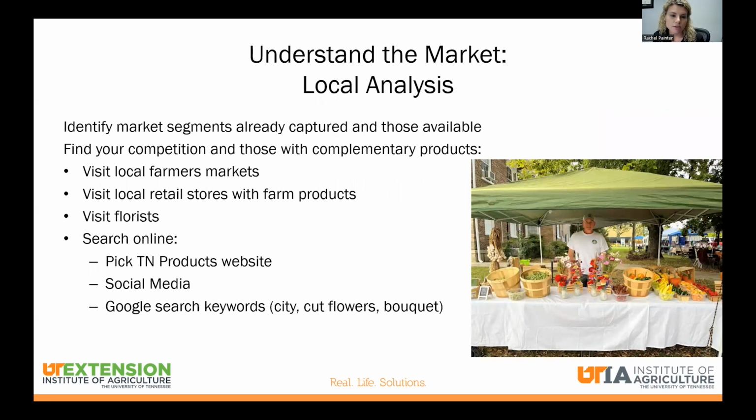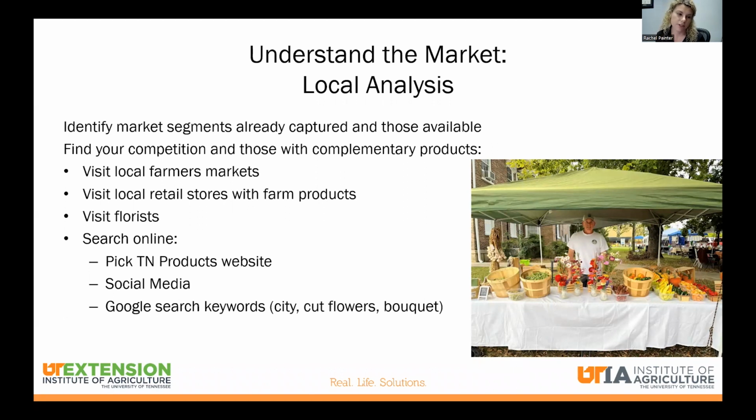So, of course, after you find a global and a national understanding of the market, you would want to look even more locally. So, you would want to identify the market segments that are already captured. Again, who are your competitors in your local area and who is offering complementary products as well. So, typically, purchasers are looking at local farmers markets for cut flowers. They might be going to retail stores that have other farm products, or they might be going to a florist. So your customers are looking at all of those local places for cut flowers, and that is where you could find your competition as well.